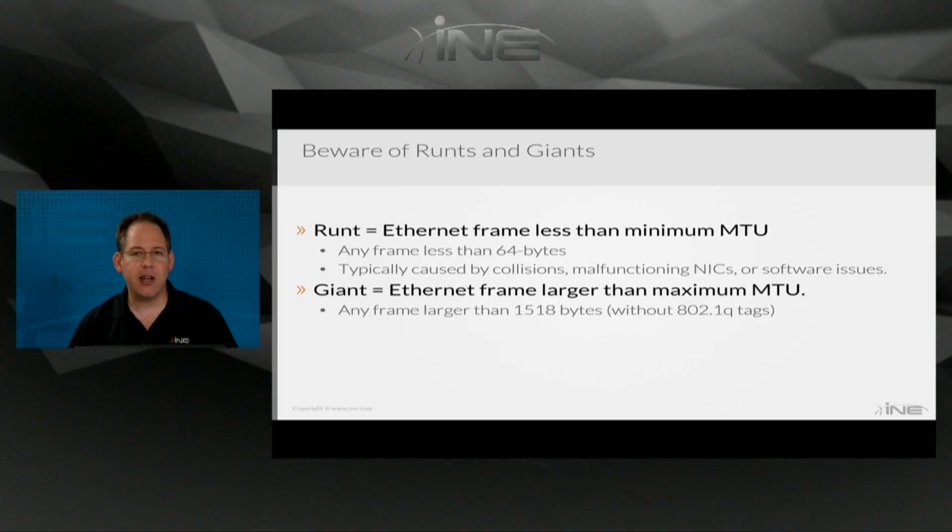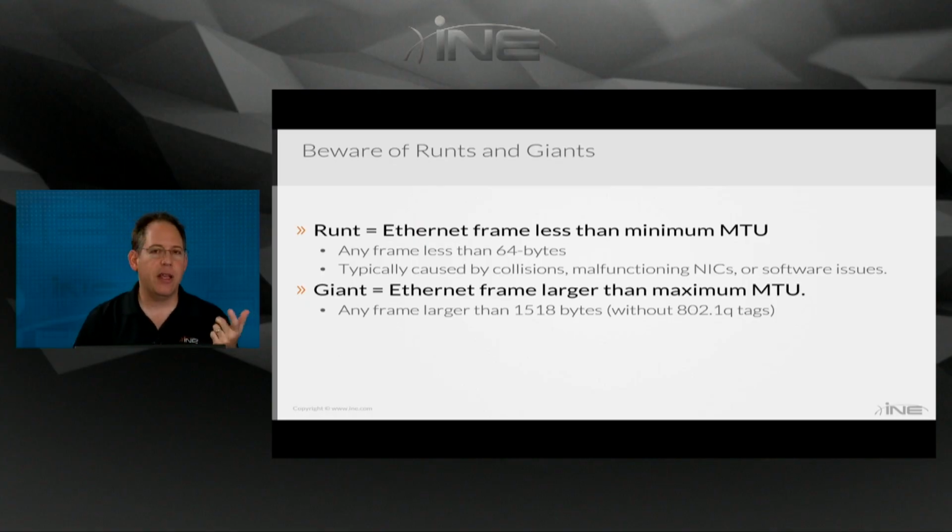So a regular Ethernet frame should not be any larger than 1518 bytes. If it is, that will be excessively large, and that will be called a giant. And the giant frame will be discarded because that's also an error. Also typically generated by malfunctioning NIC cards, or possibly you've got something called jumbo frames configured on one side but not on the other side. We'll get into jumbo frames in just a second.